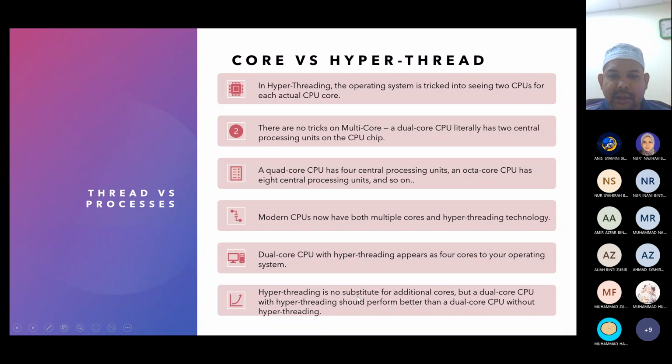So hyperthreading is no substitute, ni subsyn kan, sorry. Hyperthreading is no substitute for additional cores, but a dual-core CPU with hyperthreading should perform better than a dual-core CPU without hyperthreading. Tu maksud dia lah.